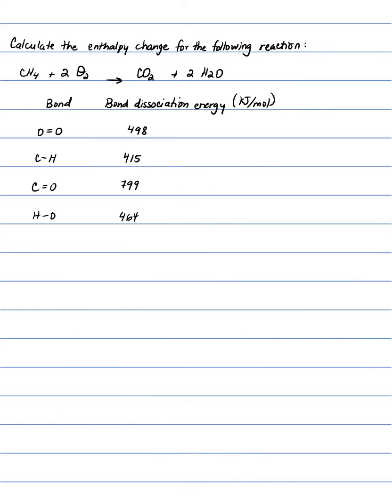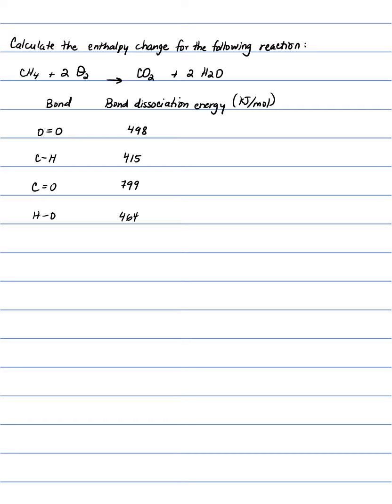The enthalpy change for the given equation that you have right there. So we have a list of bond dissociation energies given for different chemical bonds, which are the ones that we have in that chemical equation. So we're going to be using the equation that we went over previously to calculate the enthalpy change for this reaction here.